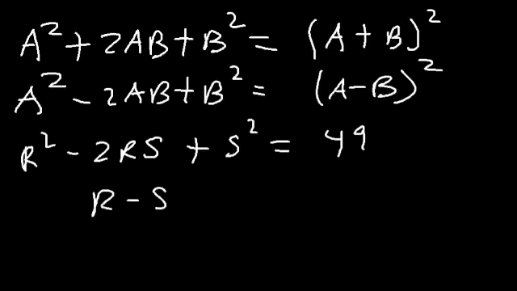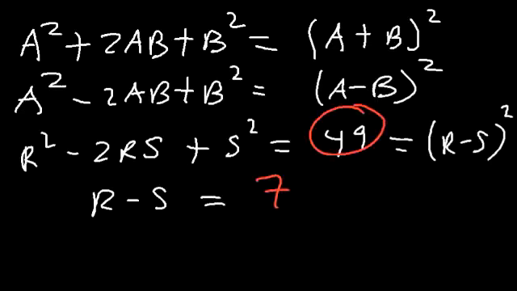Notice that r squared minus 2rs plus s squared, if you were to factor it, is equal to r plus s squared. Actually, not r plus s squared, r minus s squared. It has to be negative. So if you factor it, it will be r minus s squared. So if you want to find r minus s, you simply have to take the square root of 49, which is 7.